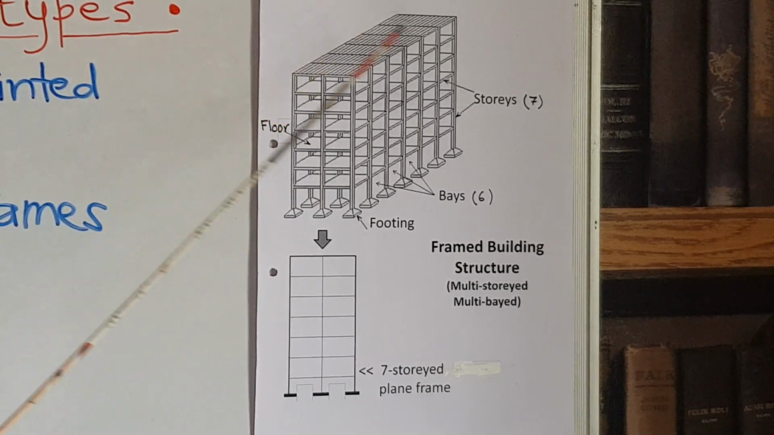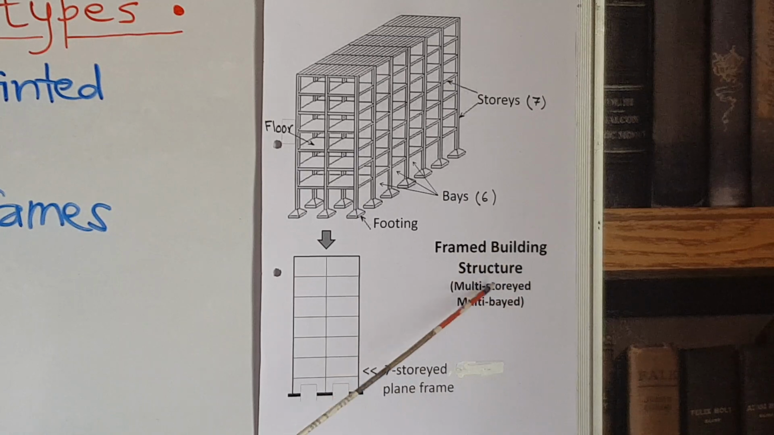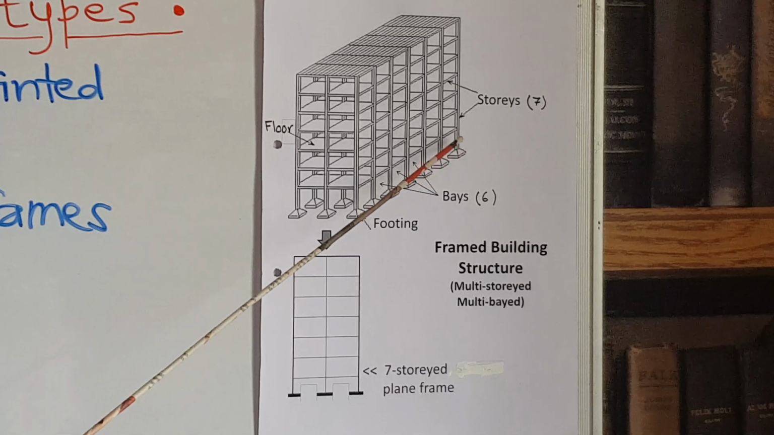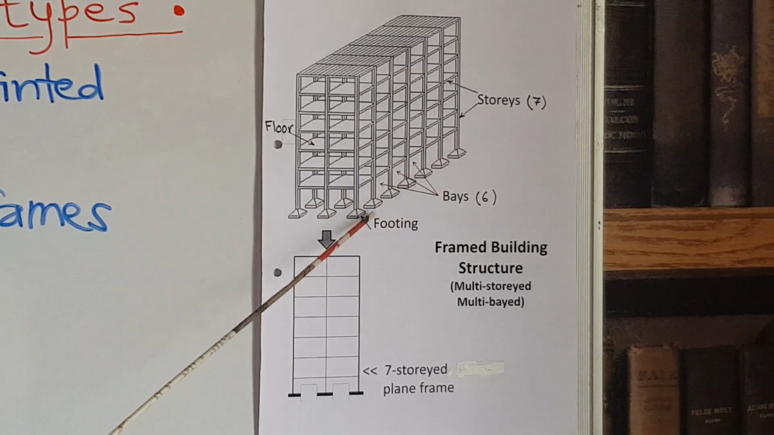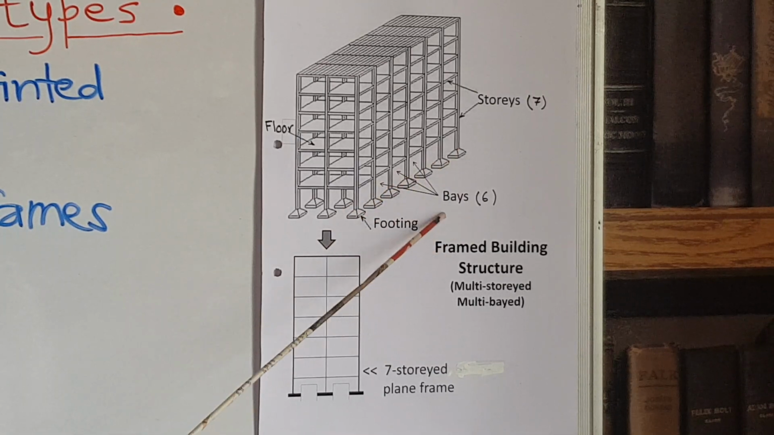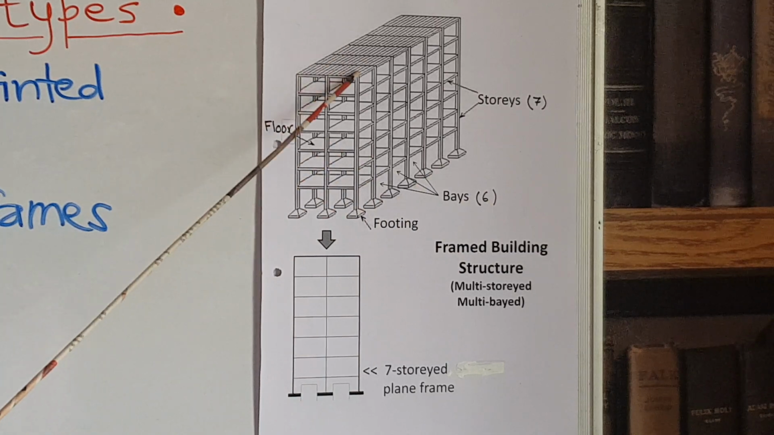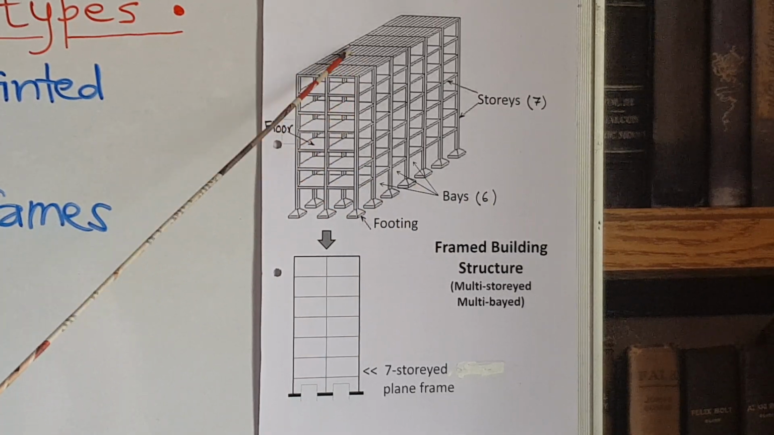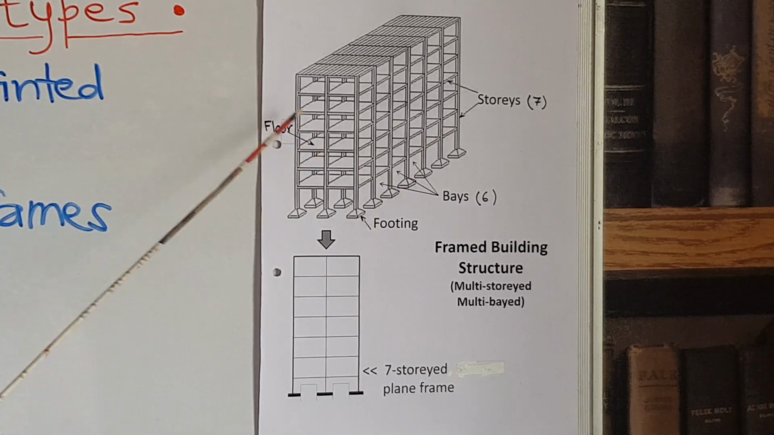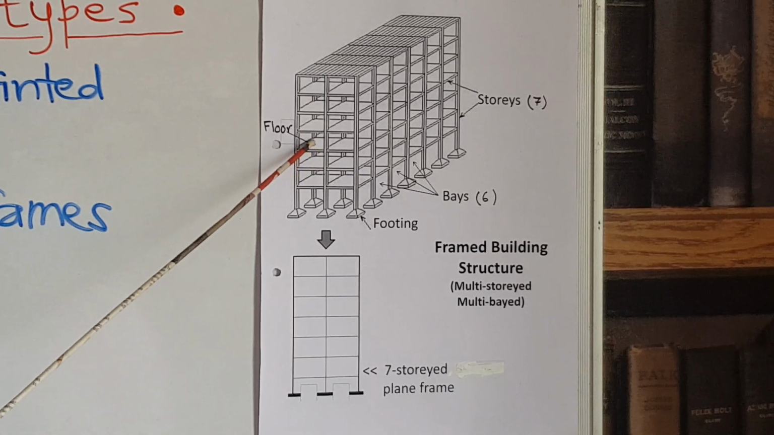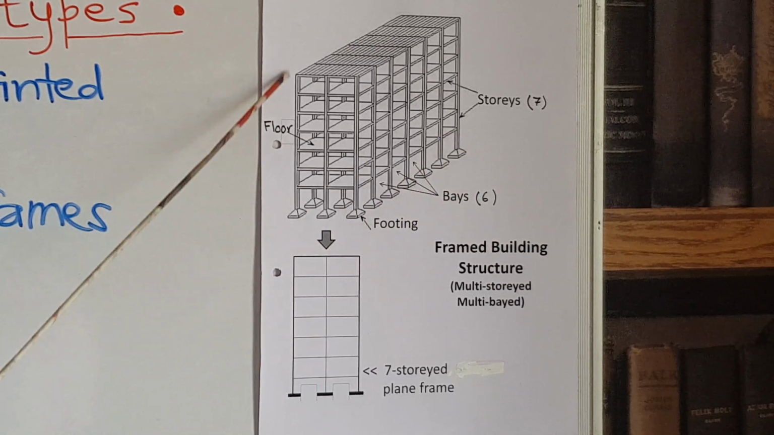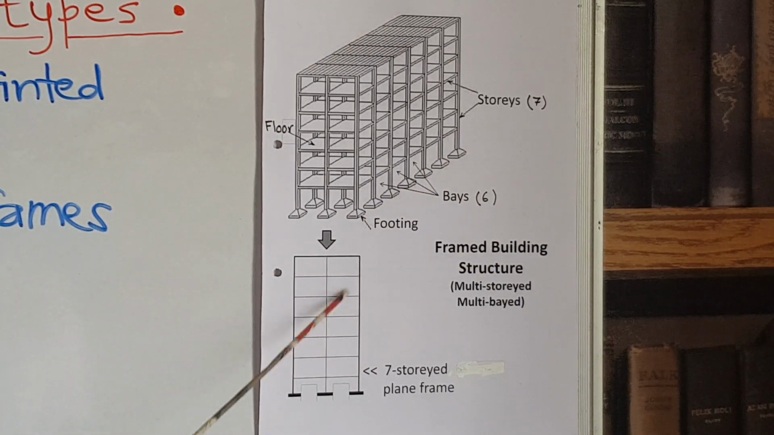This is a very familiar picture of a framed building structure which is multi-storied and multi-bayed. There are 7 stories, 1, 2, 3, 4, 5, 6, 7, and there are bays. Bays means sections. 1, 2, 3, 4, 5, 6. So there are 6 bays. Now there is a combination, or you can say assembly, of columns and beams. At every story we get a floor. This floor may be of a floor slab or some material like that. Now at the bottom of every column there is a footing. So this is a very common structure, a frame building structure.